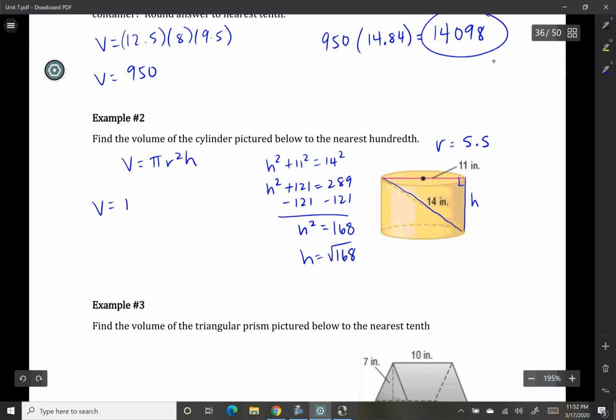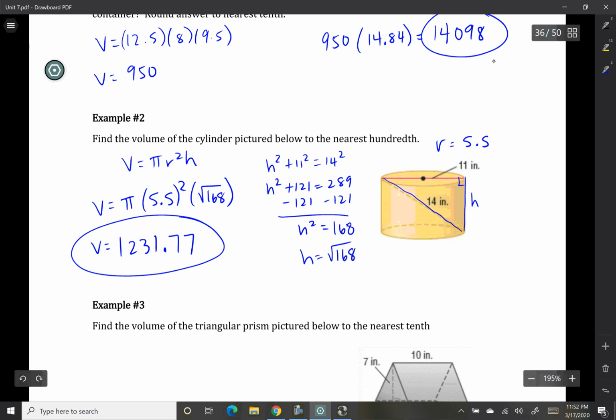So we'll say volume is equal to pi times 5.5 squared times the square root of 168. I know this looks messy, but just type it in your calculator. That's why you have a calculator on your desk, hopefully. So we have pi times 5.5 squared. And again, type this in with me. Make sure you're getting the same answer, times the square root of 168. It says nearest hundredth, so this would be 1,231.77.